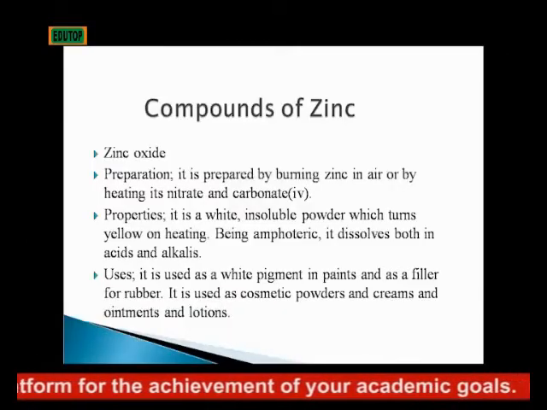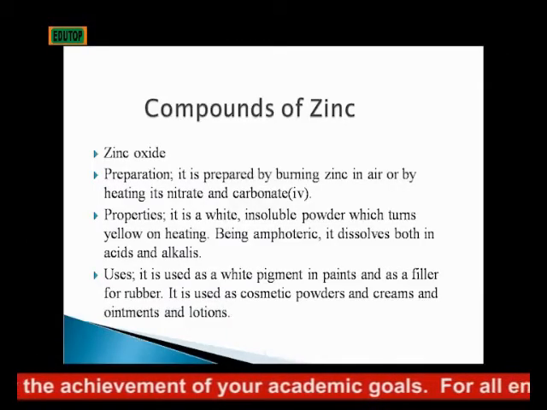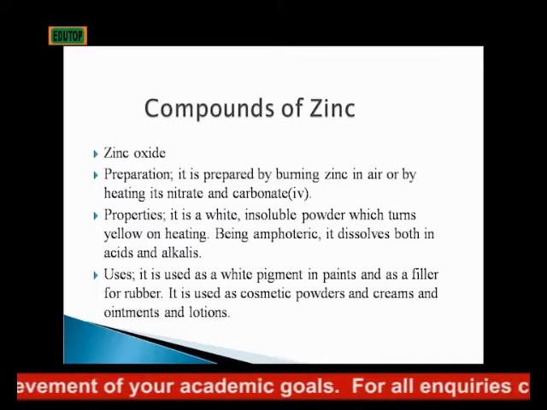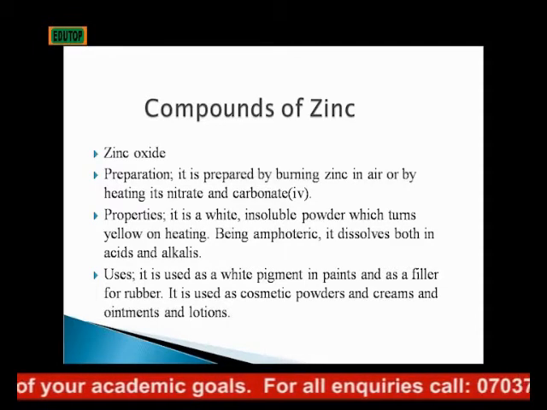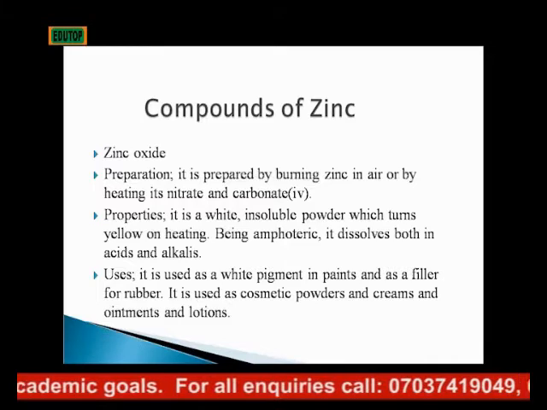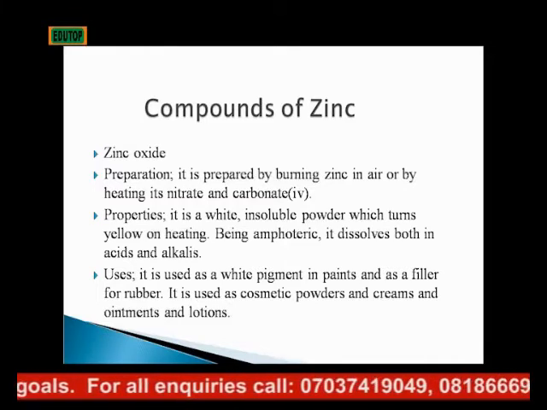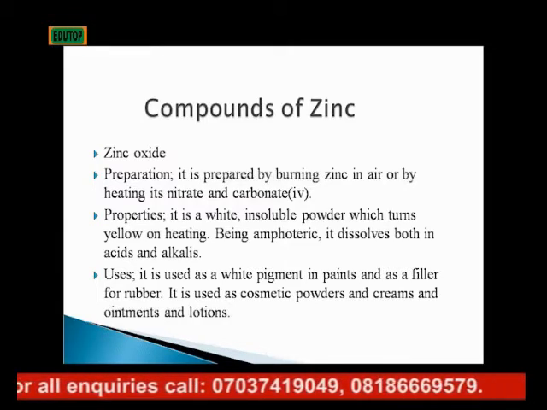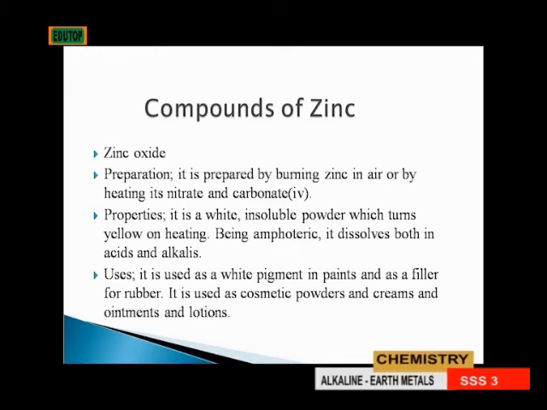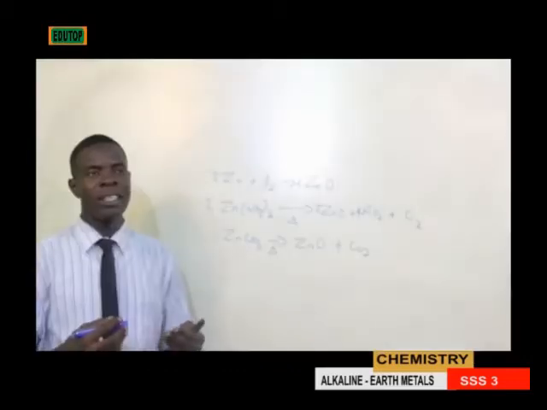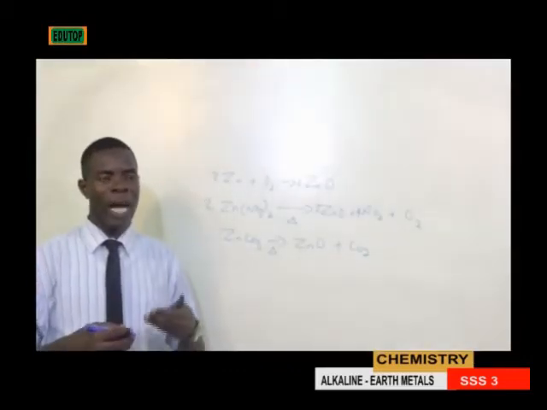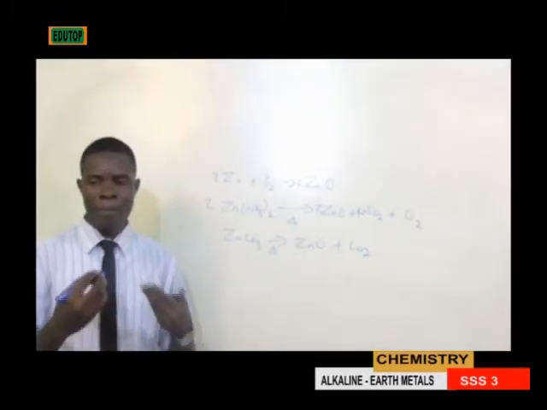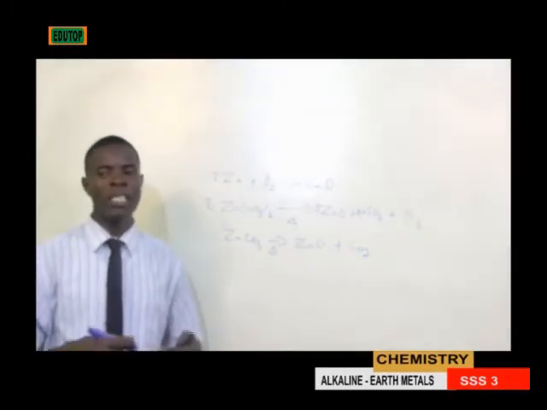Properties: it is a white insoluble powder which turns yellow on heating. So when it is cool, it is white, and when it is heated, it turns yellow. That is one of the properties of zinc oxide. Being amphoteric, it dissolves both in acids and alkalis. So it has the characteristics of acids and bases. That is why it is known as an amphoteric oxide.